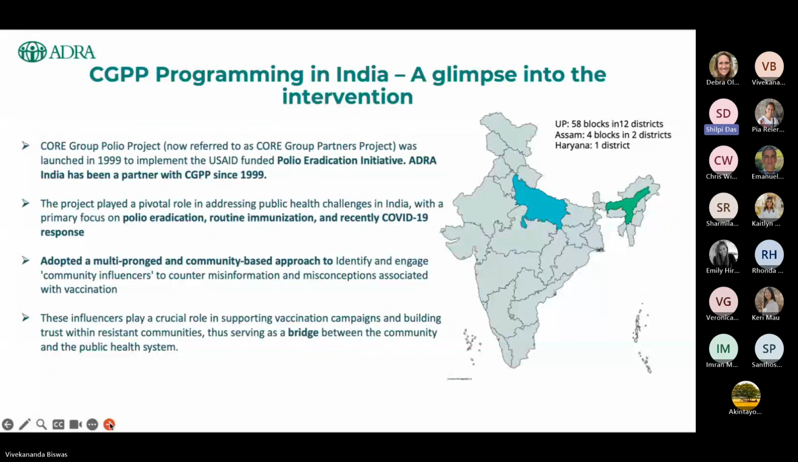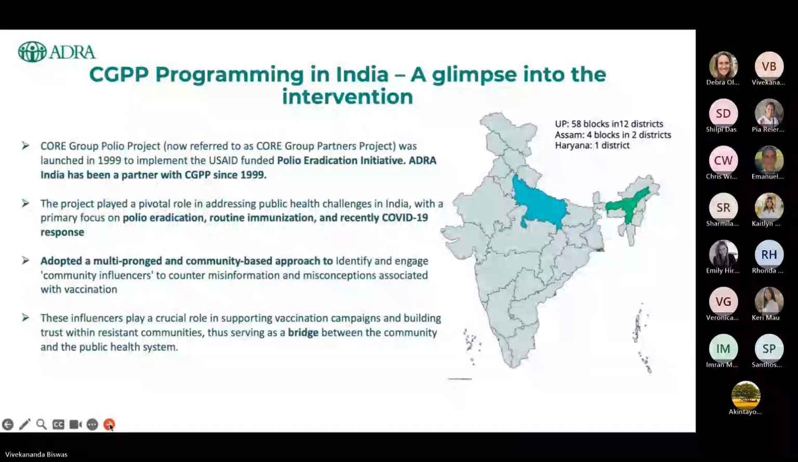So basically, the strategy included a thorough process of mapping influencers, identifying community leaders, and influence over vaccine-resistant families. The influencers were sensitized about polio basically, and social mobilization, and engaged to mobilize resistant families using social behavior communication tools to counter misinformation and misconception. So basically, these influencers played a crucial role in supporting the vaccination campaign and building trust within the resistant community, thus serving as a bridge between the community and the public health system. Next slide, please.